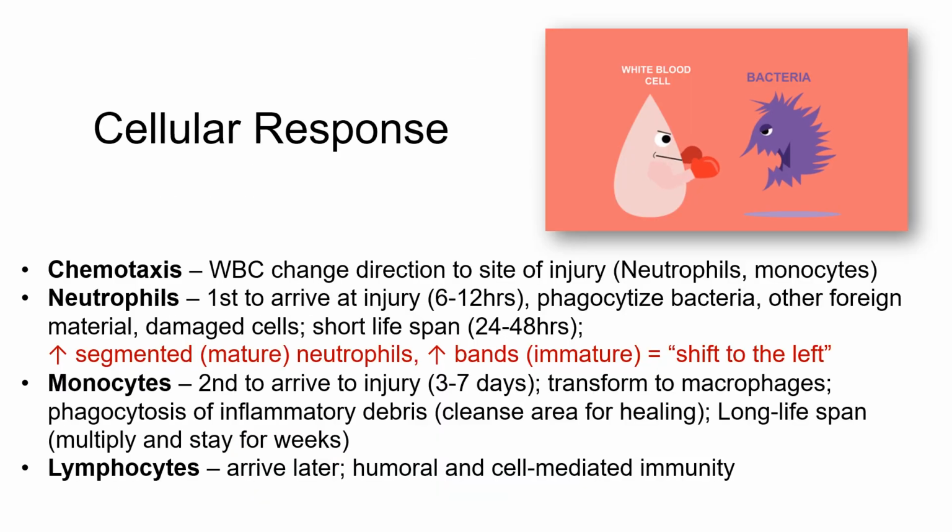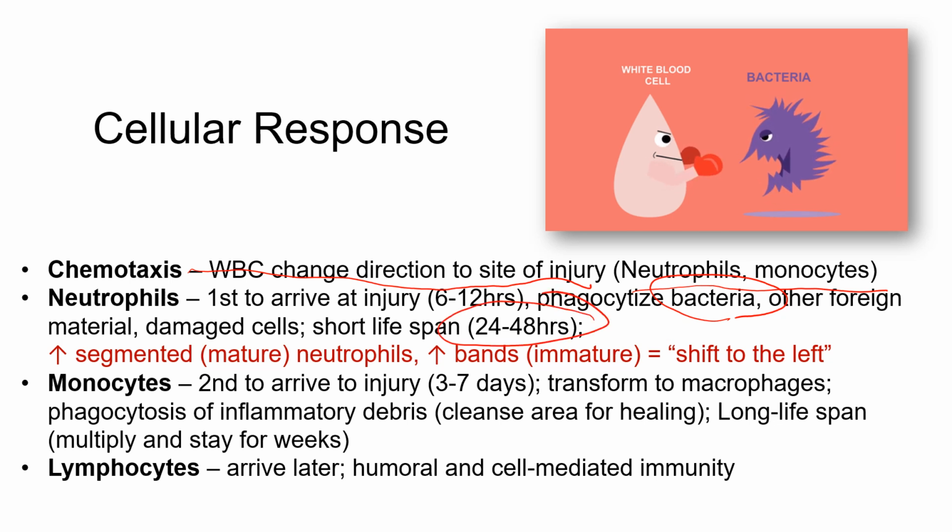So now let's talk a little bit about the cellular response. So we know chemotaxis is that white blood cell change of direction to the site of injury, okay, specifically neutrophils and monocytes. So neutrophils are the first to arrive at the injury. They are the first responders to cell injury or cell death, okay, and they're going to engulf bacteria and other debris, foreign objects, damaged cells. They only live about 1 to 2 days.